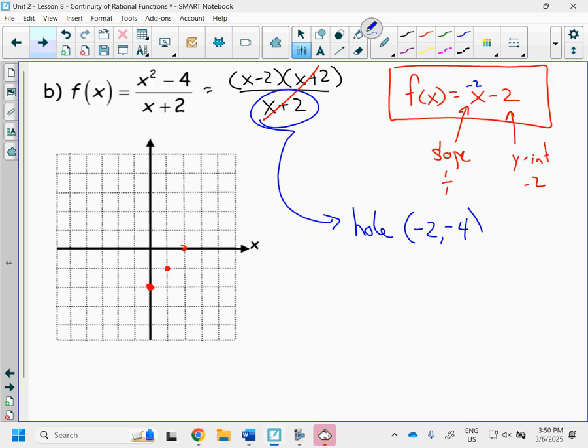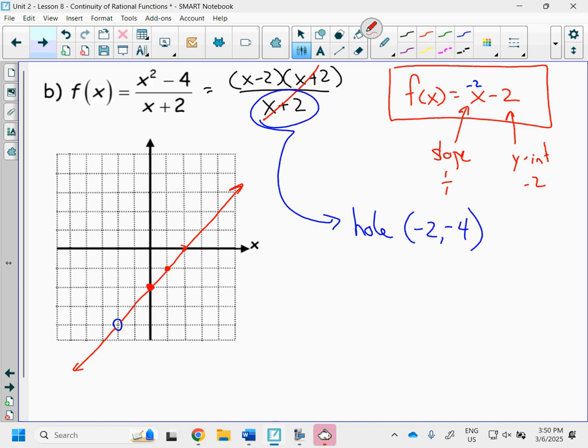So how about negative 4? Negative 2, negative 4 is right there. I'm going to make it a dot, but an open dot. And now I have my line, the rest of my line with my hole in the middle.